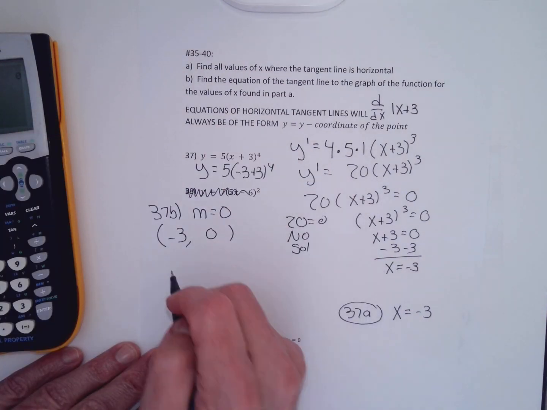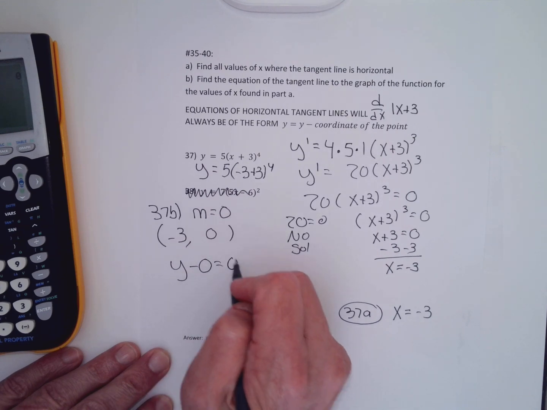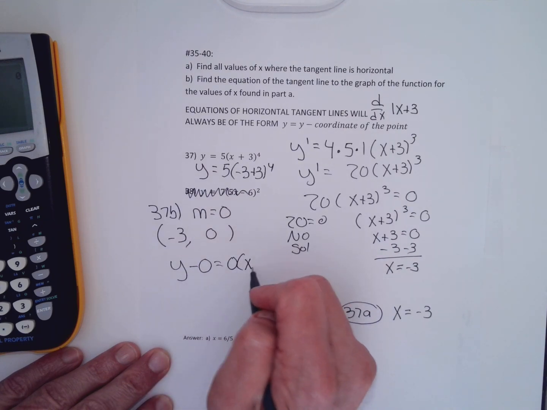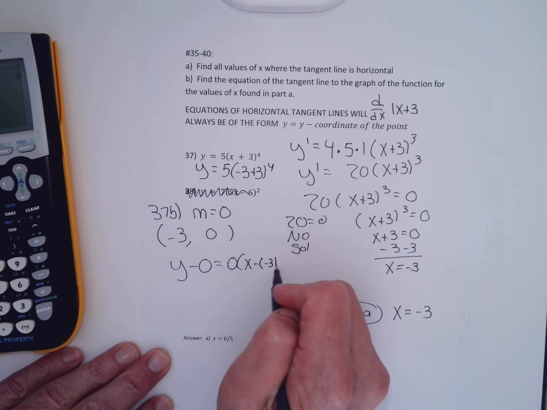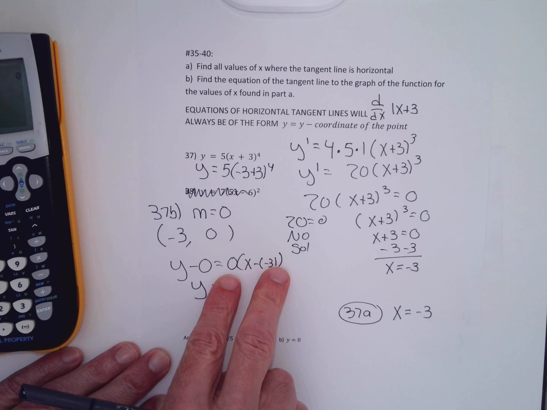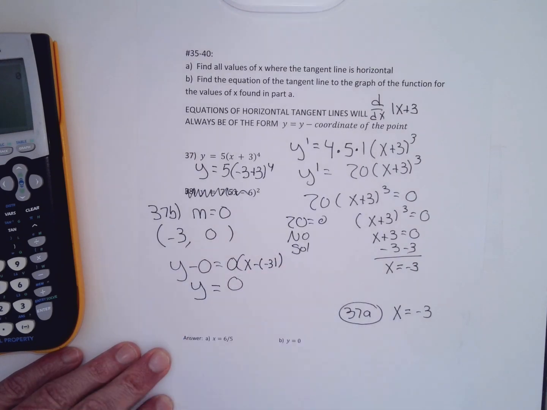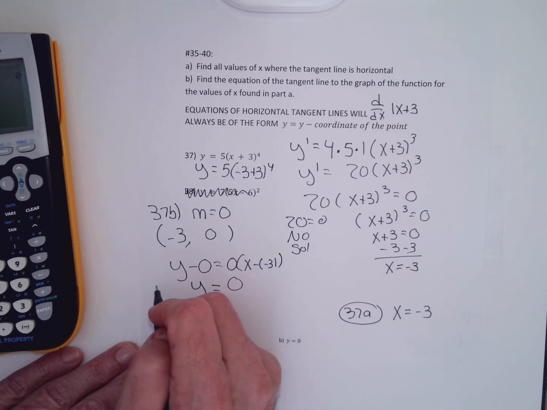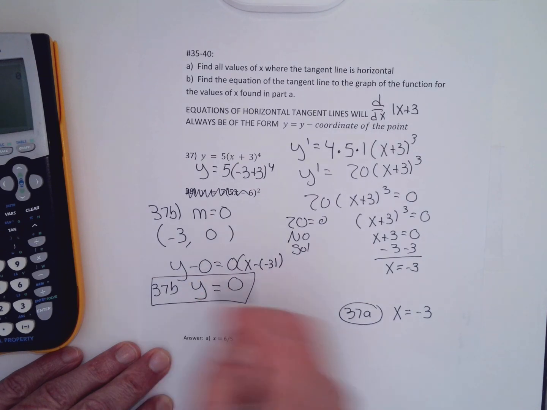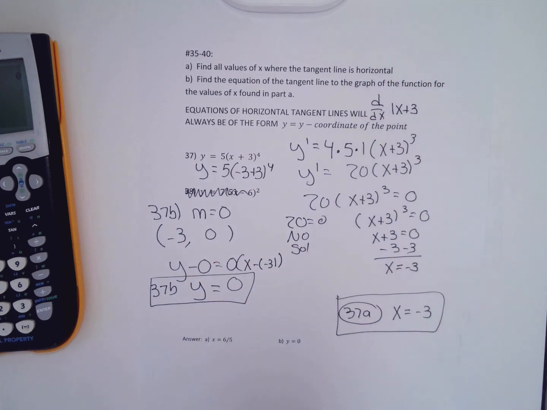And now just y minus the y-coordinate of the point equals the slope times x minus the x-coordinate of the point. The left hand simplifies to y. In the right hand side, no matter what you multiply by 0, no matter how complicated it is, it will come out to 0 as well. This will be the answer to 37b. 37a is x equal to negative 3. So that's everything that we need for the chain rule.